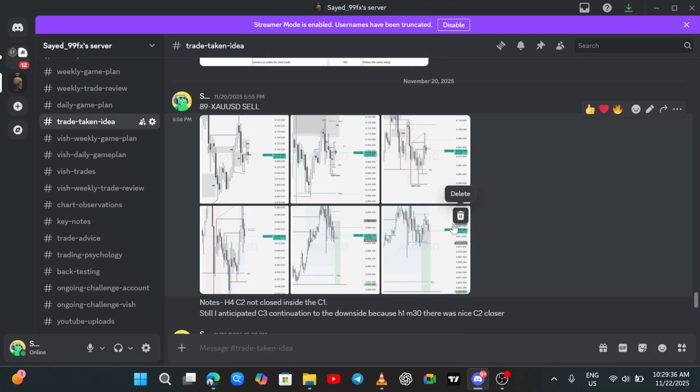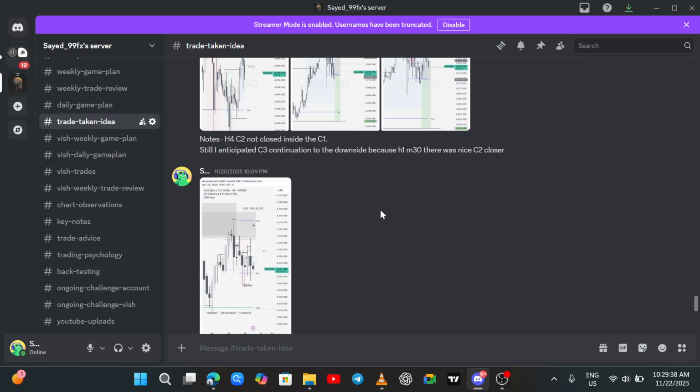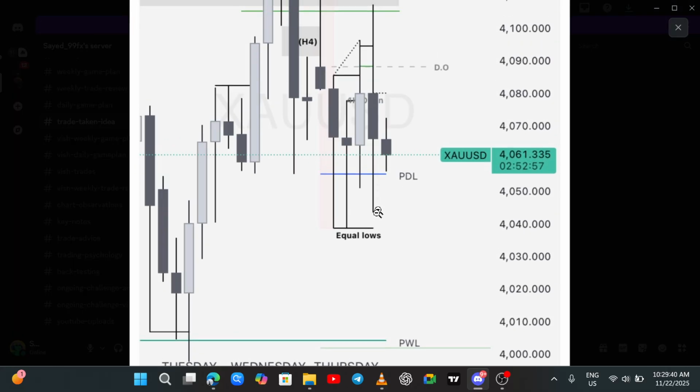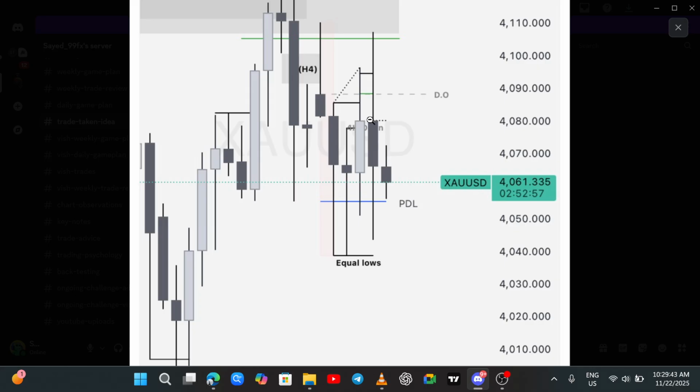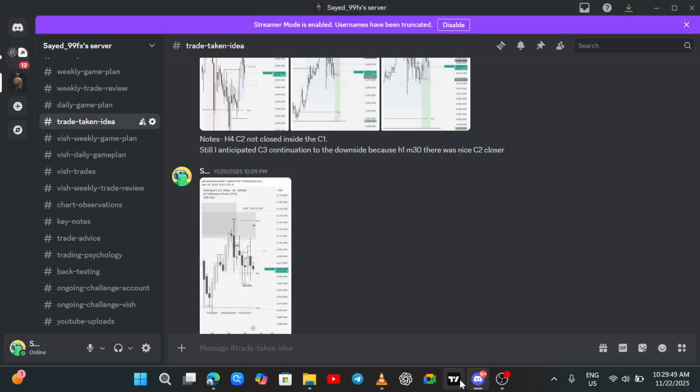Okay. So then after taking me out, what did price do? Price went to this drawn liquidity. If you see, this is the 9 a.m. It again manipulated the highs, and now this candle expanded to these equal lows. I'll show you on TradingView.